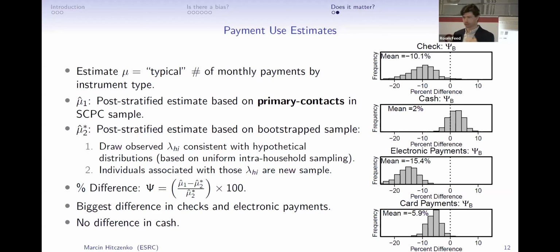But when we select the lambdas, of course, those are associated with individuals and values of y, which is in this case the number of monthly payments. And then we can post-stratify and generate a new estimate, mu2. And we're interested in the difference, phi, which is just going to be the percent difference. And those are shown on the right. The distribution comes from the fact that we bootstrapped lots of different samples.